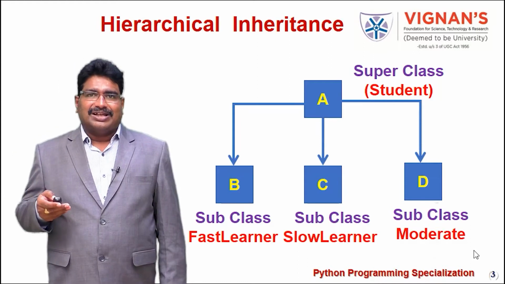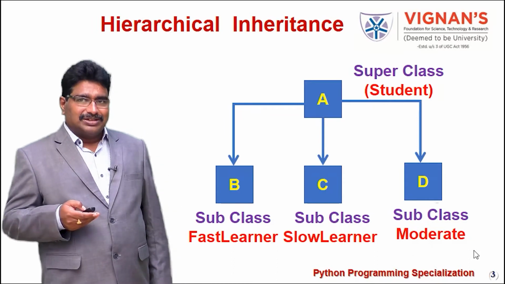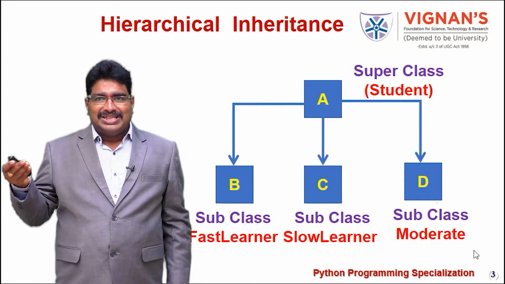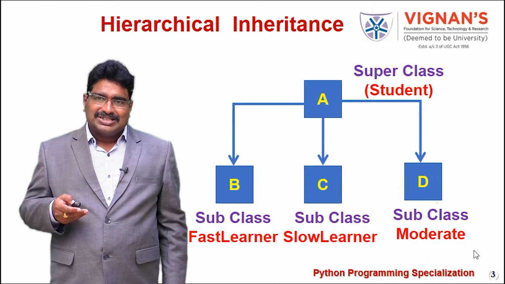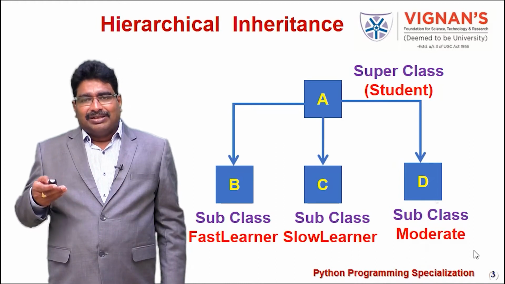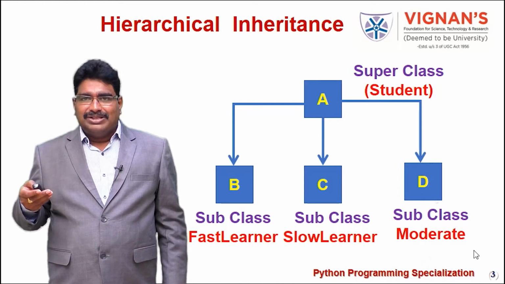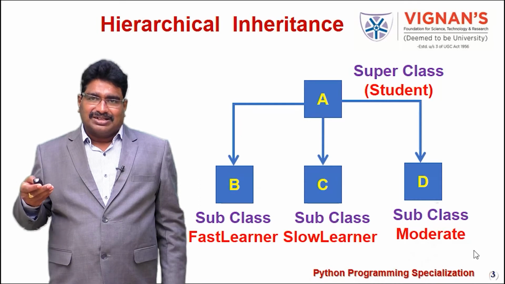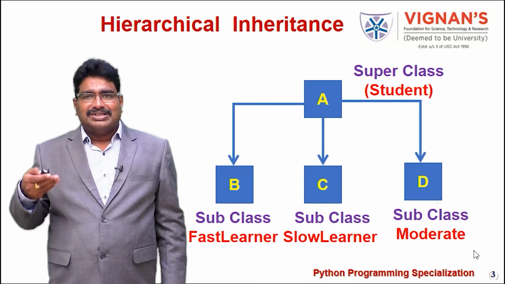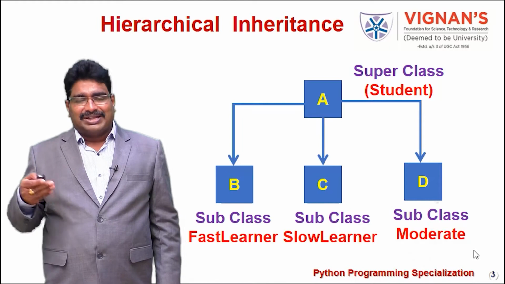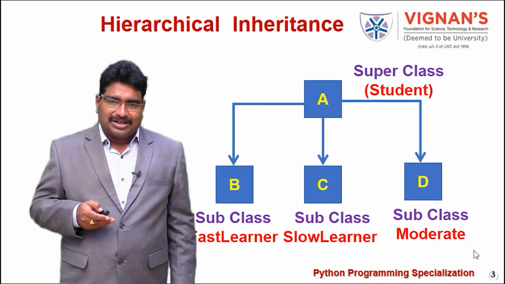We take A as a base class. From class A, we derive B, C and D as the subclasses. Then automatically the B, C and D classes are called subclasses and A is the parent class. Now we take one real-time example of hierarchical inheritance.